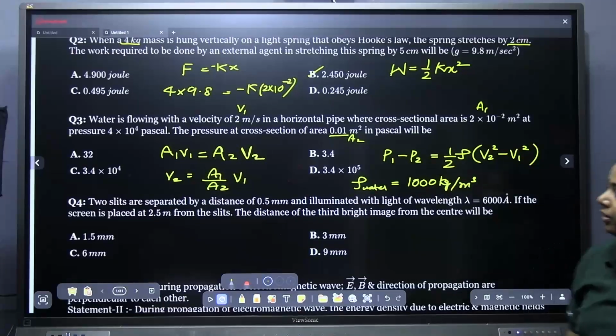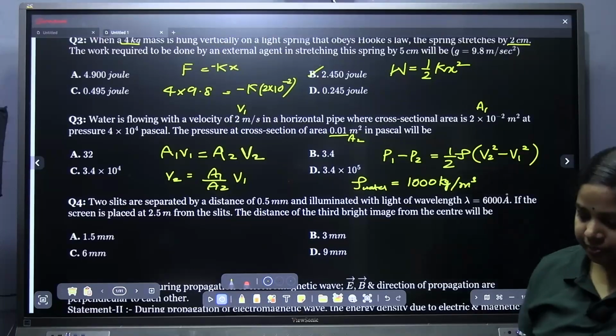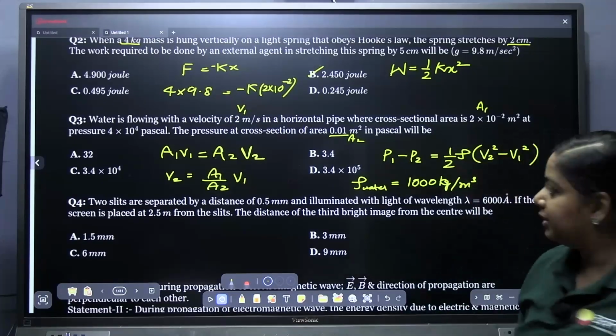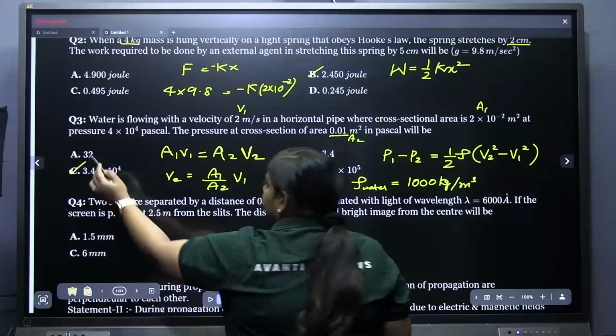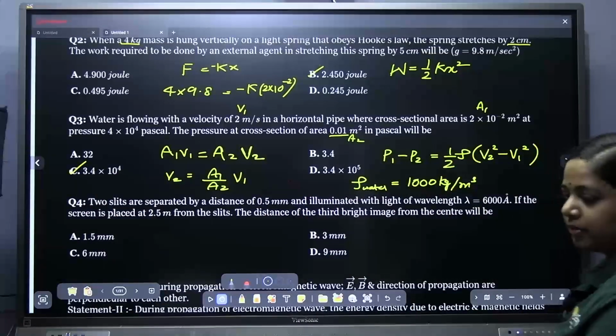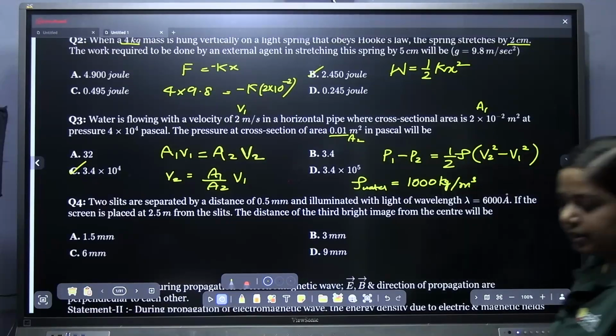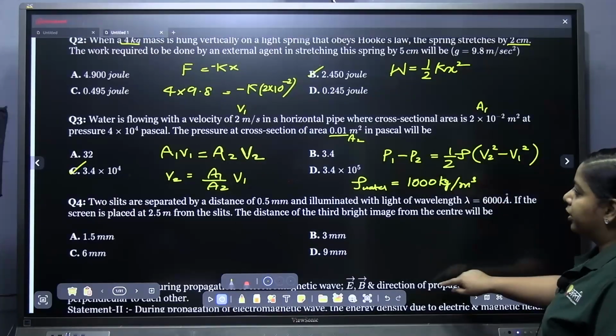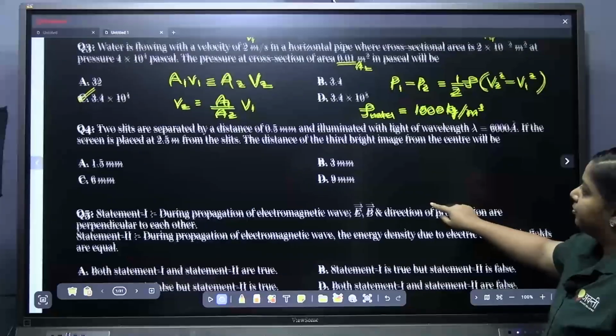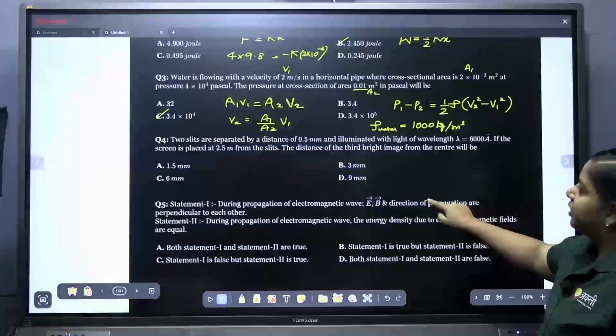Is there any doubt? Answer is option C. Is it clear for all? Okay, we can move on to the next question. Next one.